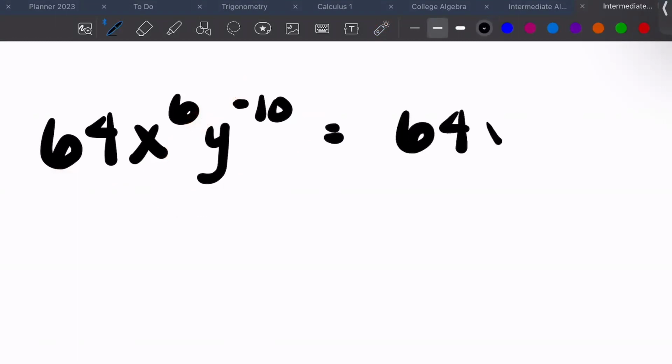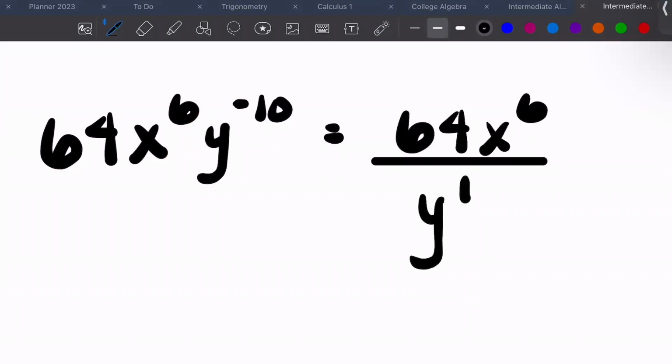64, there's nothing wrong with it. X to the 6th, there's nothing wrong with it. The only thing that needed to move was y to the 10th.